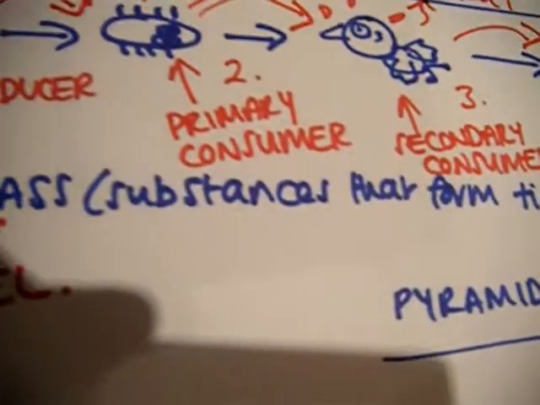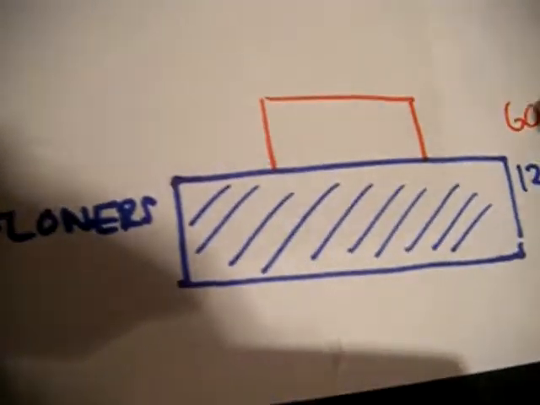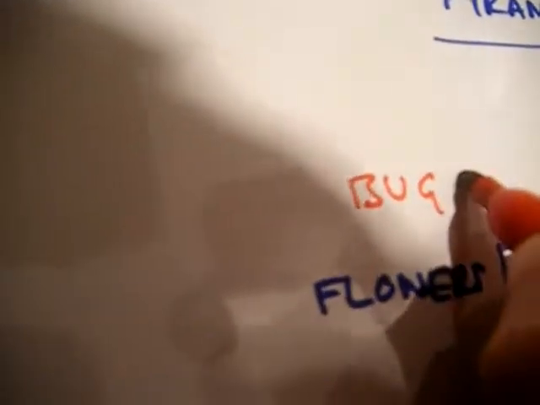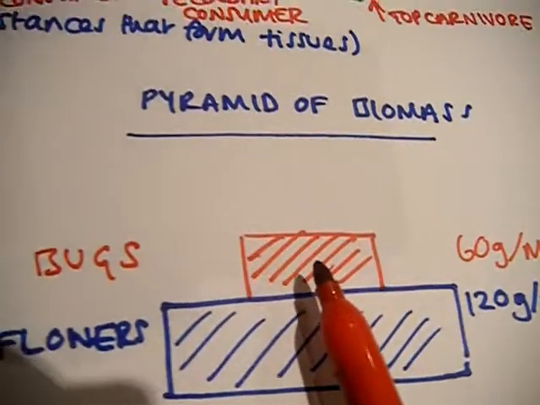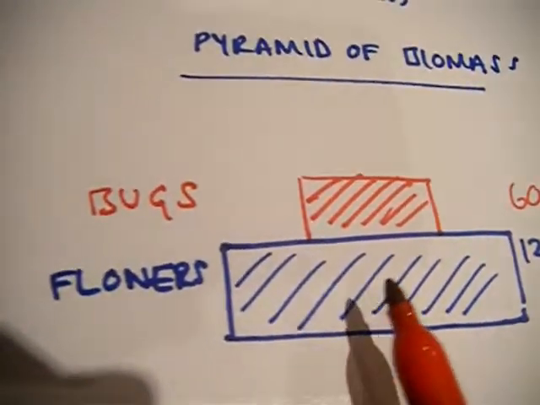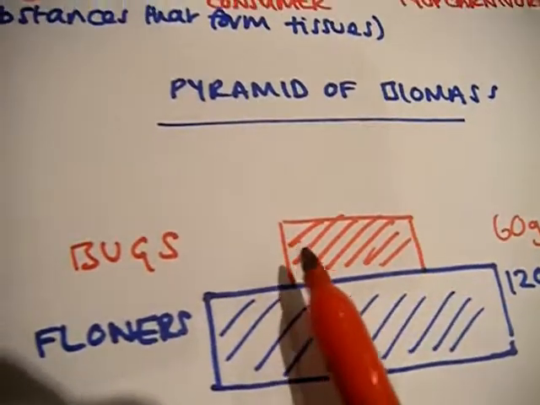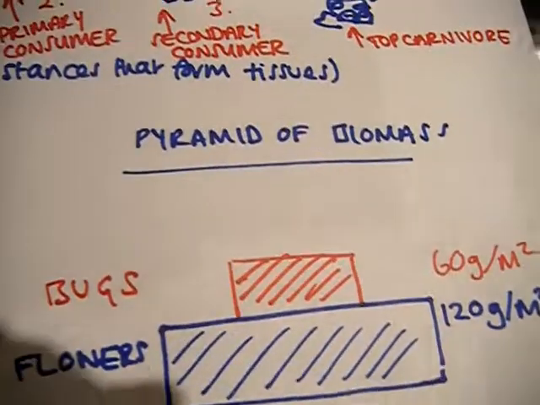And in flowery field, there's only 60 grams per metre squared of bugs. So this is smaller because the weight of all the bugs added together is less than the weight of all the flowers added together. So that's why the width of this is less than the width of this. This isn't to scale, it's just a rough drawing of my pyramid.